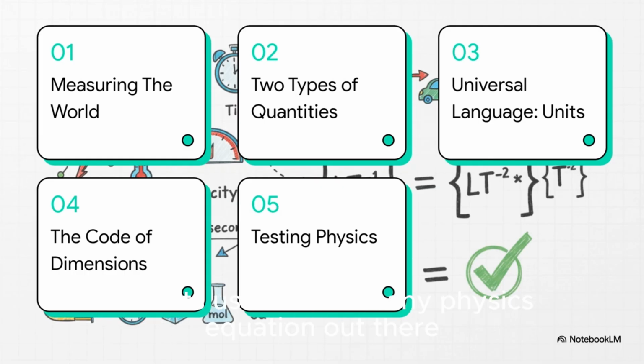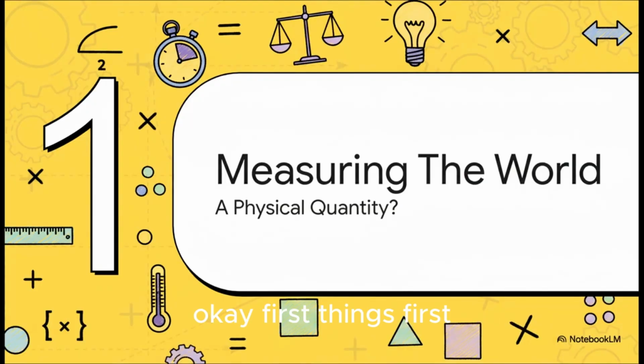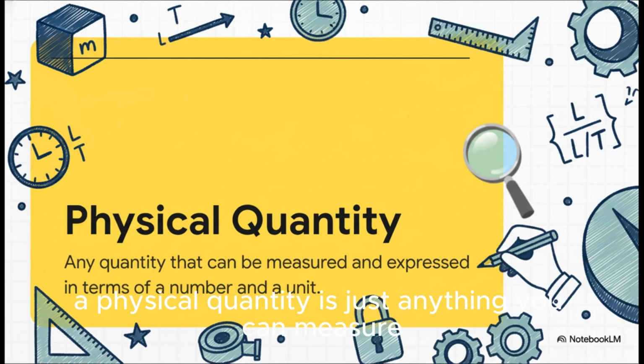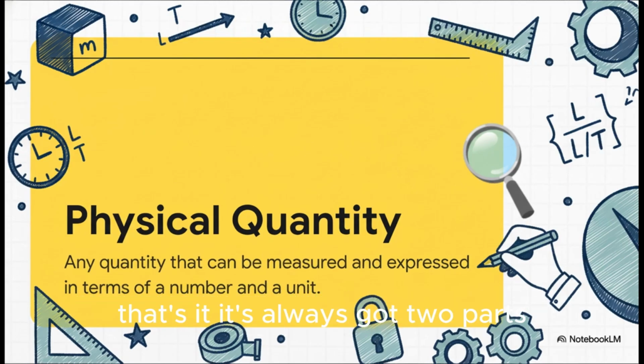physics equation out there. Okay, first things first, we have to get a handle on the absolute bedrock of physical science. So, what exactly is a physical quantity? You know, it's actually beautiful in its simplicity. A physical quantity is just anything you can measure. That's it. It's always got two parts, a number that tells you how much and a unit that tells you of what. This is kind of the golden rule in physics.